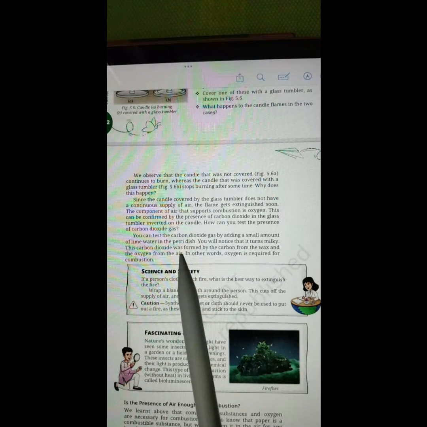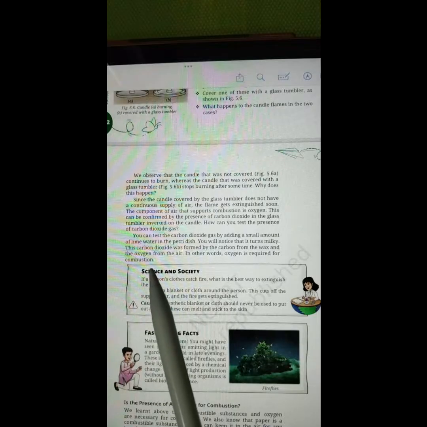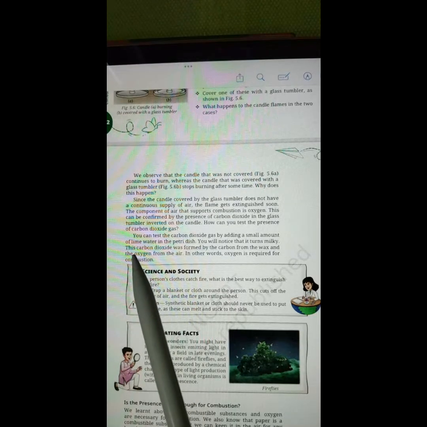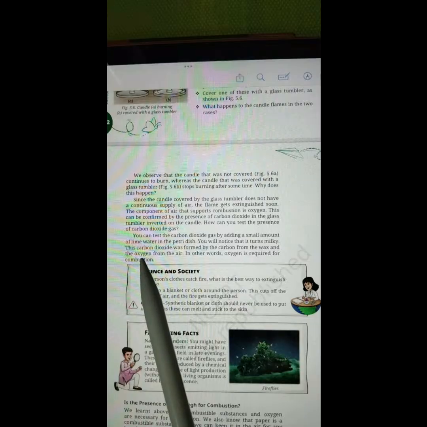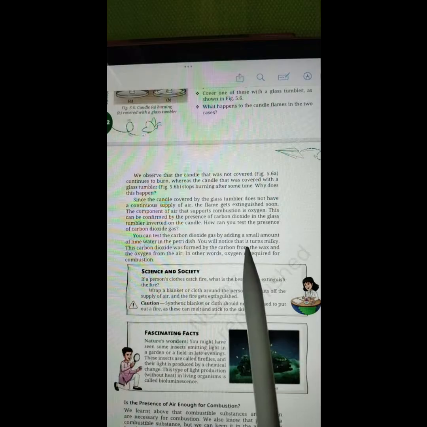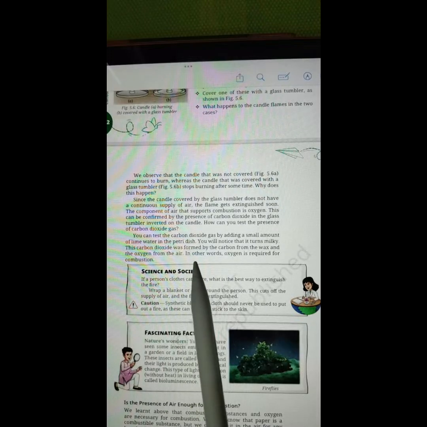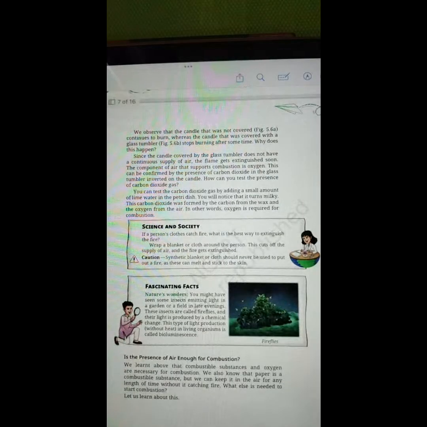How can you test the presence of carbon dioxide gas? Remember, combustion will not happen in case oxygen is not there, right? So you can test carbon dioxide gas by adding a small amount of lime water in the petri dish. You will notice that it turns milky. This carbon dioxide was formed by the combustion of the candle, which required oxygen. Very, very important.